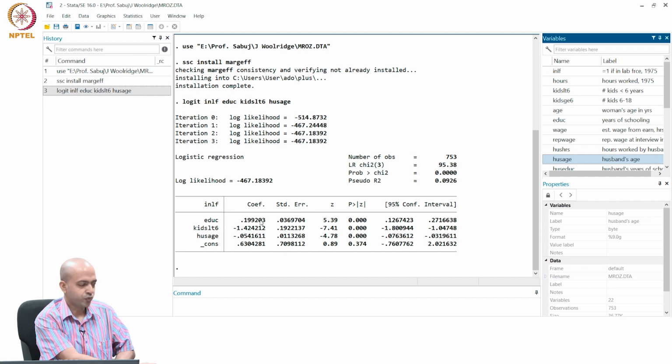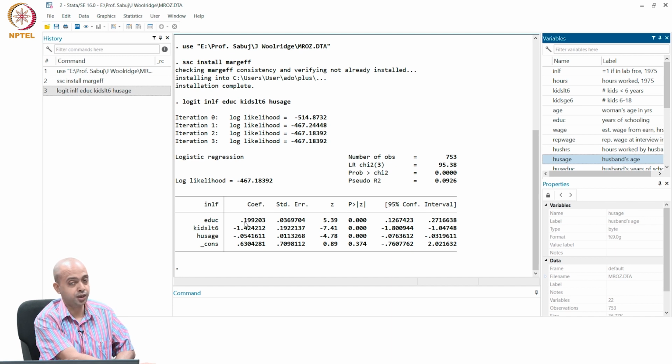That means from this output, what we can say is whether there is a positive or negative relationship between a particular variable, let us say education, and the labor force participation. For example, the education coefficient is 0.19, and it is highly significant also, which indicates that as education increases, the probability of labor force participation also increases. But we cannot take this value as a marginal effect.